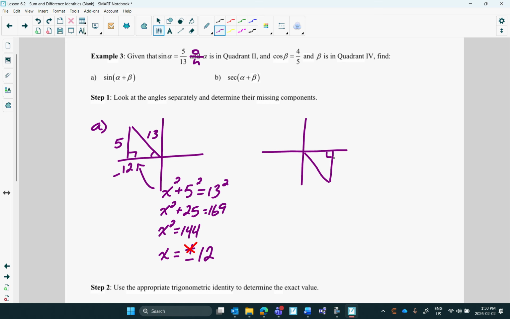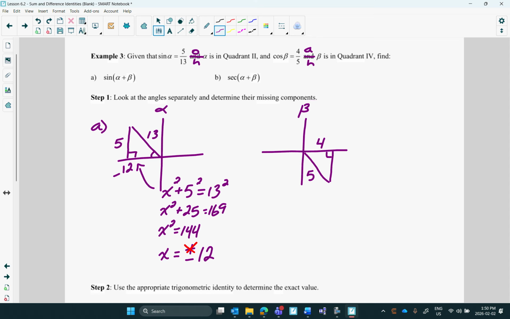So I need to draw a right triangle like that. Okay, so this is alpha. This is beta. X is 4. So this tells me opposite over hypotenuse. Sorry, adjacent over hypotenuse. So the x, or the horizontal, is 4. And what's 5? The hypotenuse.